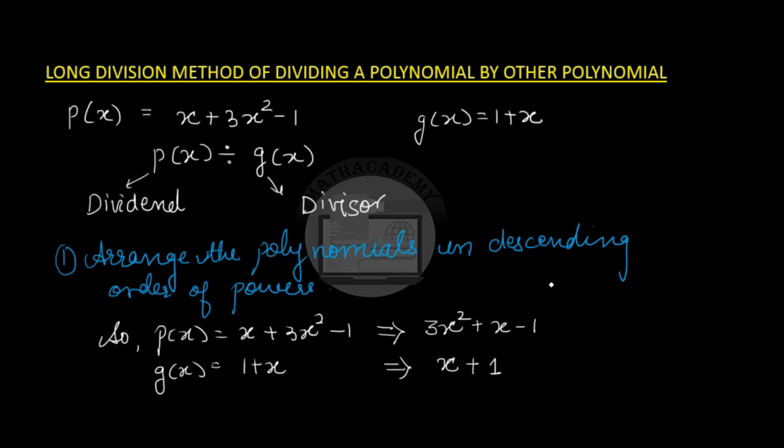Now let us begin the division. We have 3x square plus x minus 1 as the dividend. We write it the same way we used to perform long division with numbers: the dividend here and the divisor, x plus 1, outside. We have to take it in the descending order of the powers.